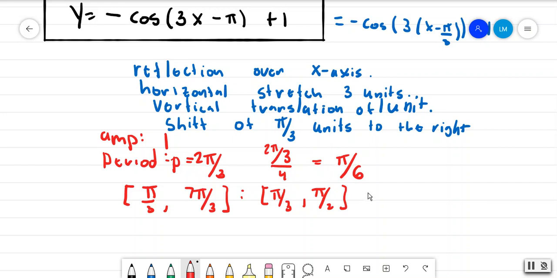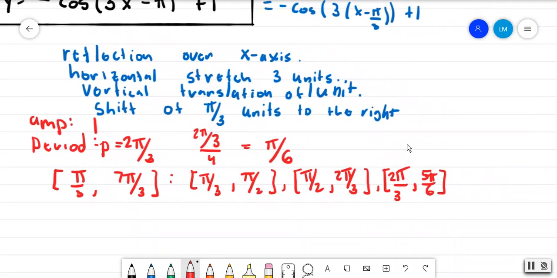Then from pi over 2 it's going to go, let's see, plus pi over 6, to 2 pi over 3, yeah. And then from 2 pi over 3, which is technically 4 pi over 6, this next one is going to be 5 pi over 6. Now I'm running out of room, so let's say the next one is going to be plus pi over 6, so that's going to be pi.